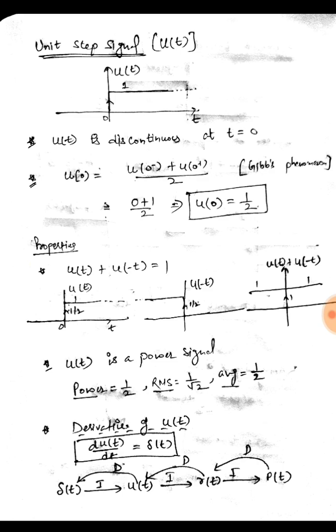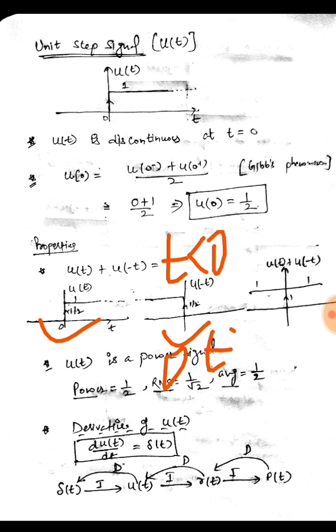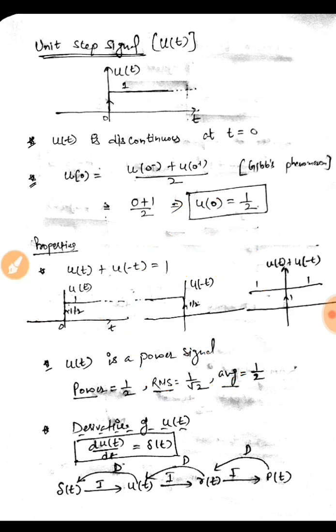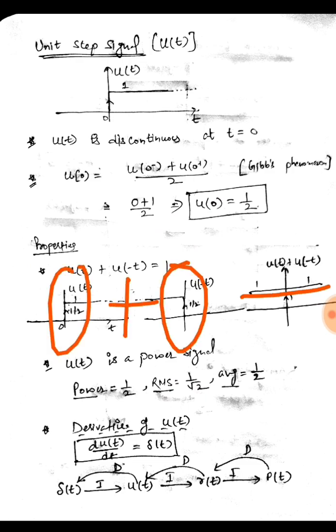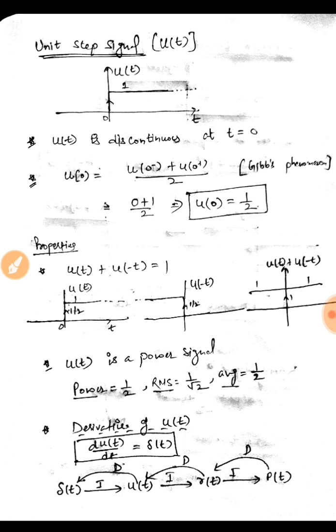Now let's see some of its properties. u(t) plus u(minus t), that is the time reversal function or the mirror image of this function, would become 1. So if we have u(t), which is 1 for t greater than 0, and u(minus t), that is 1 for t less than 0 and 0 for t greater than 0, and I add both of these functions, I would get a straight line with amplitude 1 from minus infinity to infinity. So u(t) is a power signal. As we have seen, the delta function was neither an energy signal nor a power signal, but u(t) is a power signal because it is not limited in time.